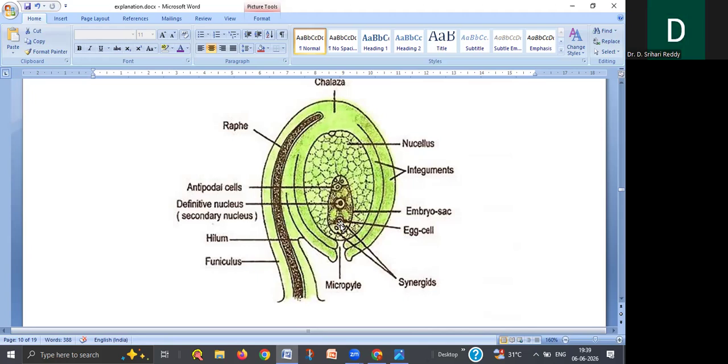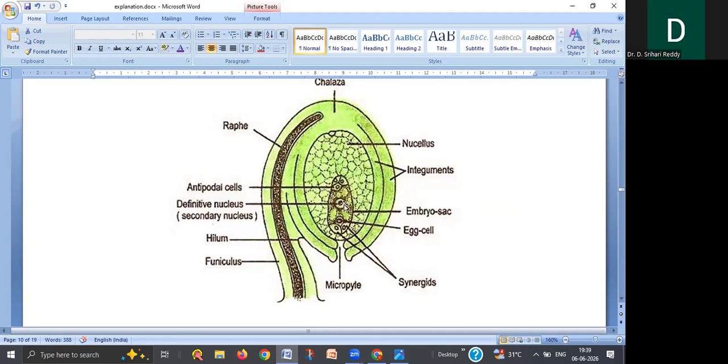and it develops into a diploid embryo. Next, there are two polar nuclei here in the central cell, called the secondary nucleus. It is already diploid, and when another male nucleus or male gamete enters into the embryo sac, it fertilizes this secondary nucleus and it becomes triploid. This process is called double fertilization or triple fusion.